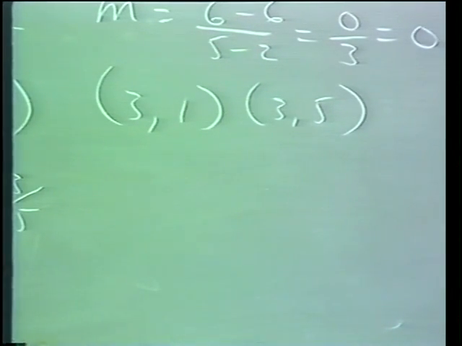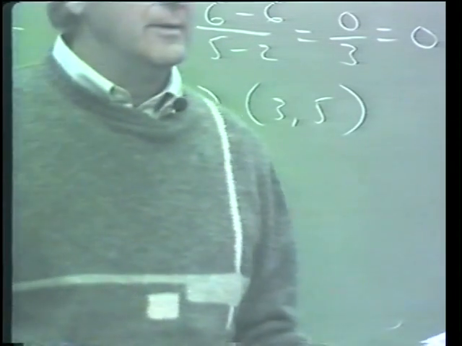Okay, what do we get for a slope here? 4 over 0. What is 4 divided by 0? No. You can't do it. Remember. Undefined.